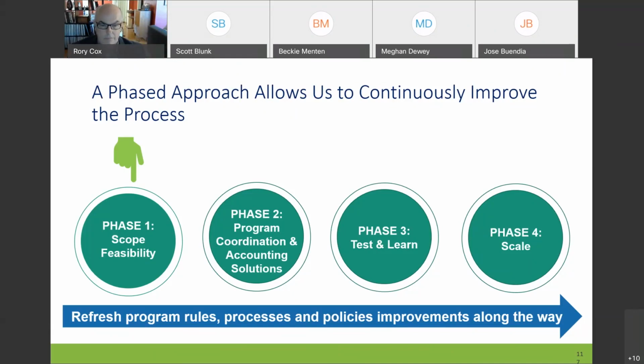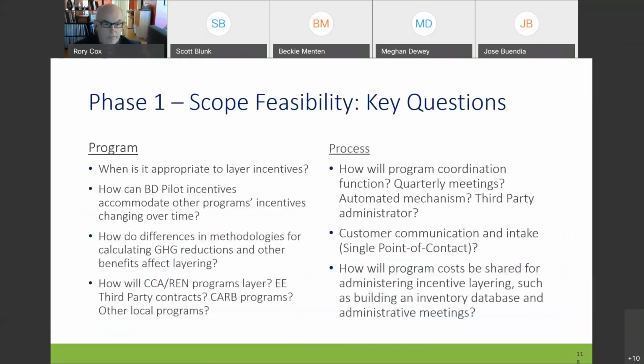Next slide. So some of the questions that are facing us, and this, by the way, is not a full accounting of the various questions, but we need to really figure out when it's appropriate to layer our incentives. How are we going to layer? We've talked a lot in our presentation about just the IOU programs, but we know that there are our REN counterparts and our CCA partners who have all these wonderful programs. How are we going to layer and coordinate in such a way that makes sense so that we're only paying for the benefits that we really accrue?